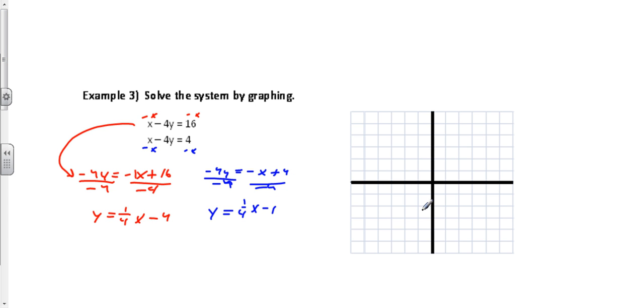The red line, we're going to go y-intercept of -4, slope of 1/4, up 1 to the right 4, down 1 to the left 4, just to make my points known. Go blue one, y-intercept, same slope. So these are not going to intersect because they're parallel. So we would say no solution.